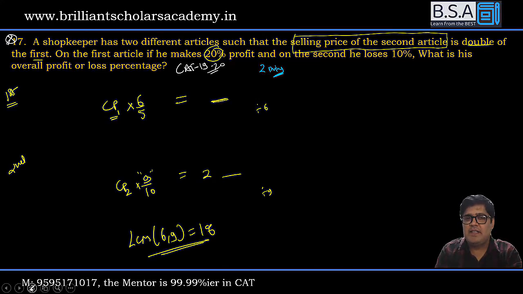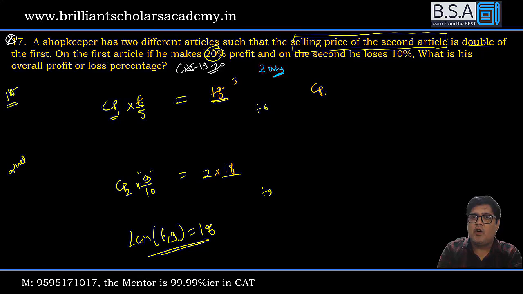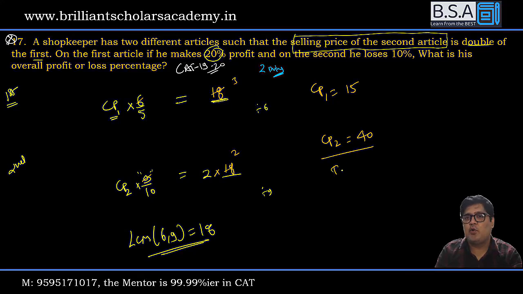18. So in this case, I will start the question by assuming this was 18 rupees and this was 18 into 2 rupees. Now please observe, cancelled 3 into 5. Cost price of the first is 15 rupees. Cancelled 2, cross multiply. Cost price of the second one is 40 rupees. So total cost price is 55 rupees. Slow down. Total cost price is 55 rupees. Make sure you're observing these calculations.